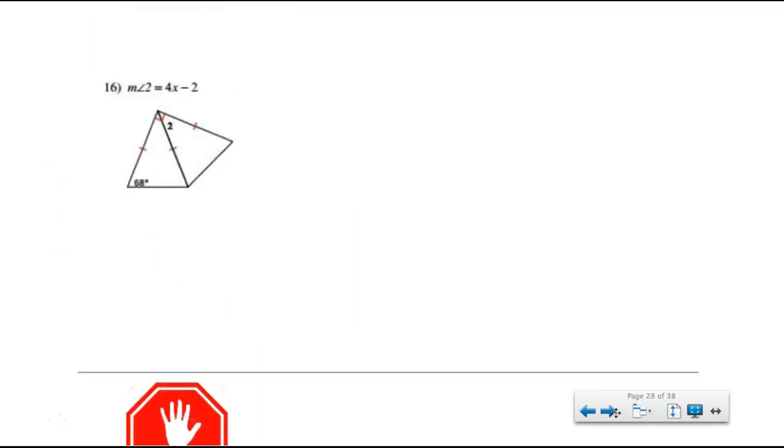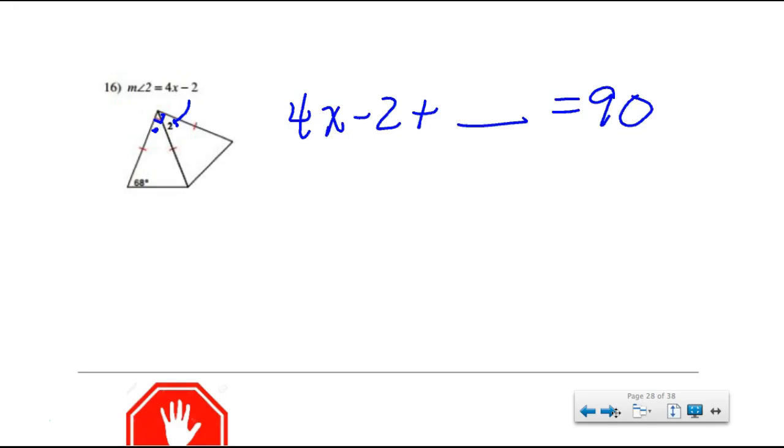Last one, this will be a nice short video. So I'm going to walk my way around this triangle. I've got a couple things going on here. I know I have a right angle, so I know that angle 2 and the angle next to it have to add up to 90 degrees. I was also told that angle 2 is 4x minus 2. I'm solving for x. So if I could get this angle with the dot on it right next to each other, I could say that 4x minus 2 plus it has to equal 90. So let's go get it.